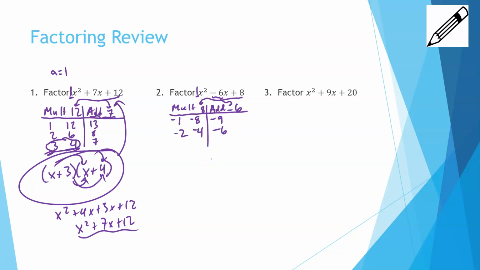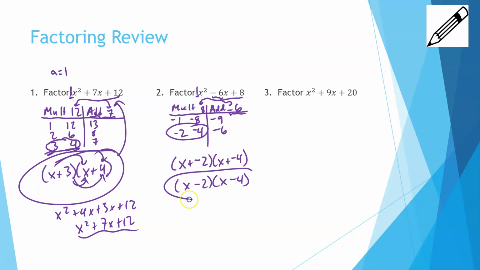I add up both pairs. I get negative 9, negative 6. We are looking for negative 6, which means these are my 2 numbers. I throw an x plus in front of them. Technically, I could do x plus negative 2, x plus negative 4. However, usually we would just write it as x minus 2, x minus 4. So as soon as I have negatives, I just put an x in front of the minus. And again, if you wanted to multiply it out, you could.